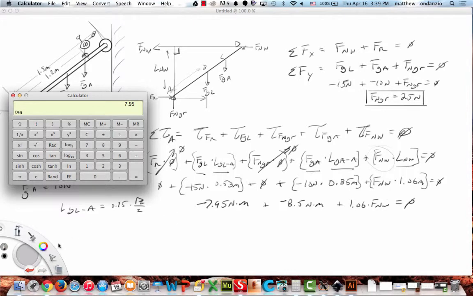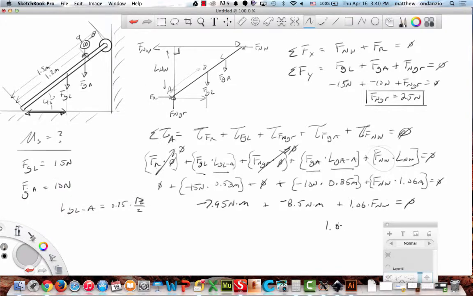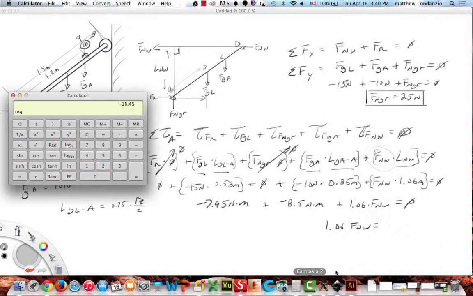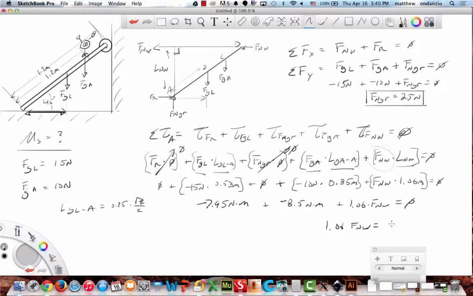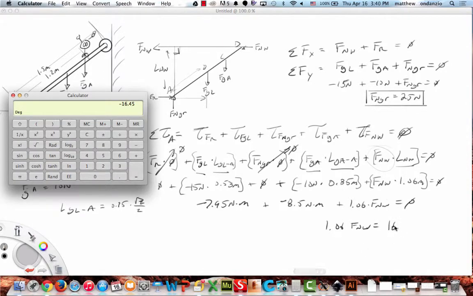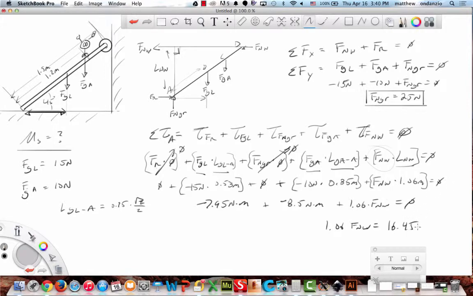So now I say negative 7.95 minus 8.5 is negative 16.45 Newton meters. So 1.06 FNW equals 16.45 Newton meters, right?